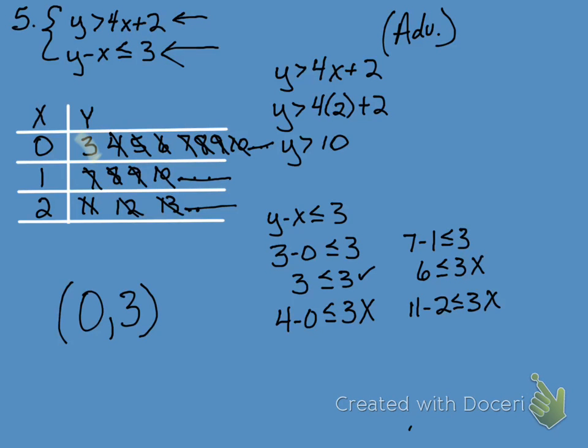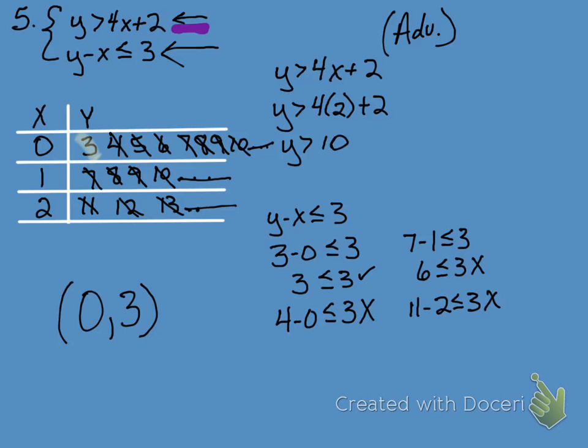Alright, number 5. This was for the advanced class. This one was a hard one, okay? Because both equations are infinite equations. This one was a little more difficult. We started working with the first equation first to build our chart. Once I got to 2, I could tell that I'm just getting bigger and bigger numbers. I don't want to get bigger and bigger numbers, so I'm just stopping at 2.